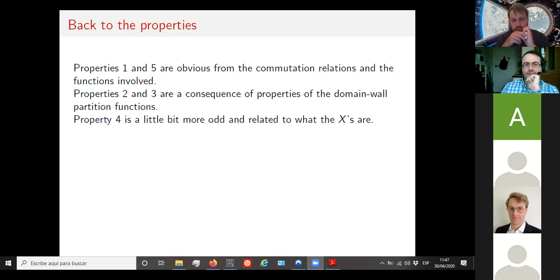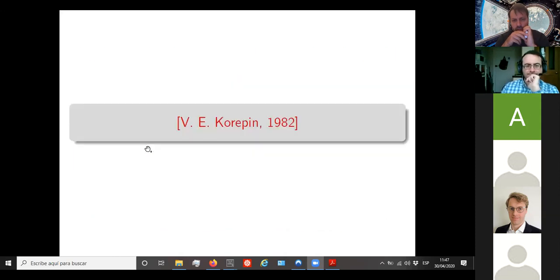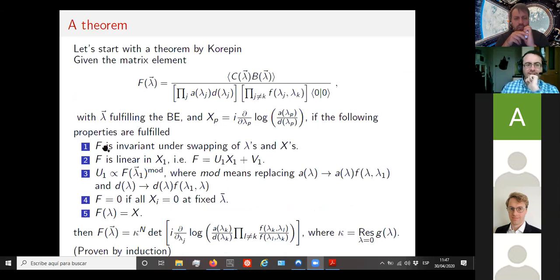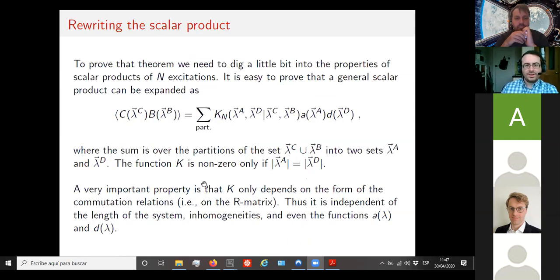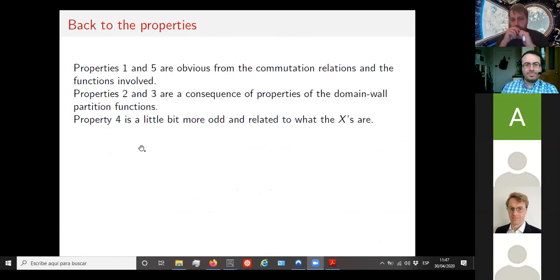What they are? Can you just remind us? Yes, of course. Properties 1 and 5 are basically that f is invariant under exchanging these lambdas and under exchange of these x separately. Property 5 is that when you have only one excitation, this f is equal to x. Properties 2 and 3 are basically a recurrence relation for how to compute this f. And the fourth is that f is equal to 0 if you put all these x's equal to 0 for a fixed value of the lambdas. And maybe I'm going to skip the part where I prove property 4 because it's going to be even more confusing.